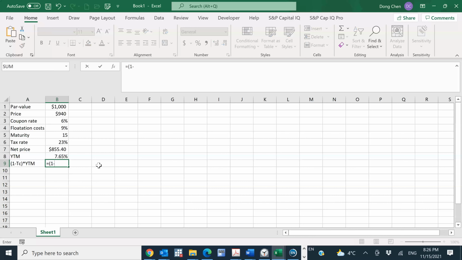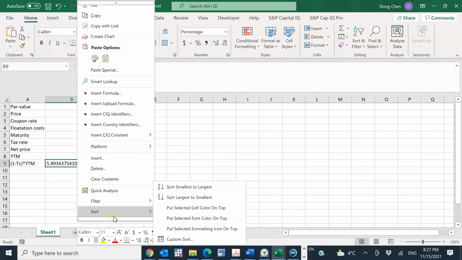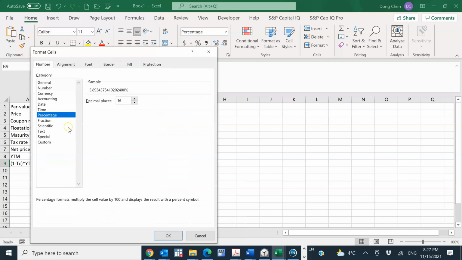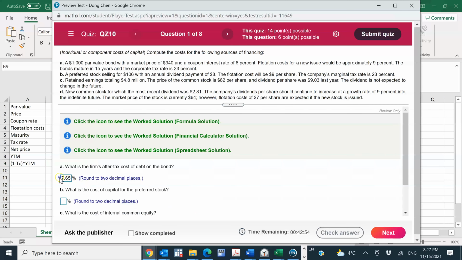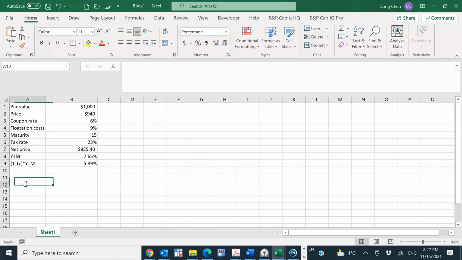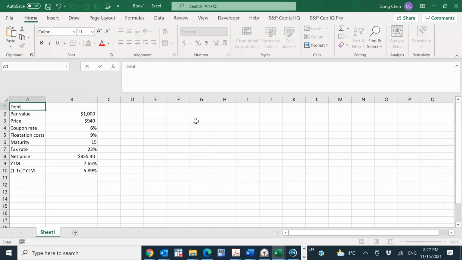So this is going to be 1 minus the tax rate, times the before-tax cost of debt. Now you see I will have to change the format again by keeping 2 decimal places. So this will become 5.89% instead of 7.65%. Okay, so this is the debt, the new debt. This is the bond, right? Bond. And preferred stock.